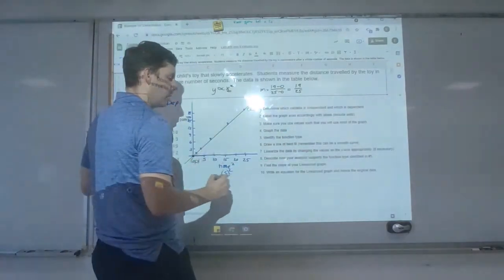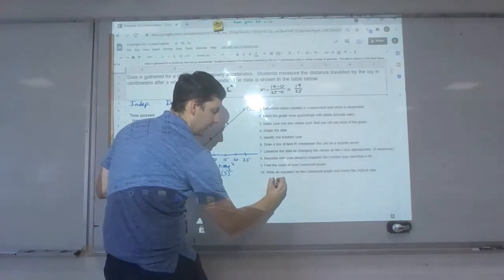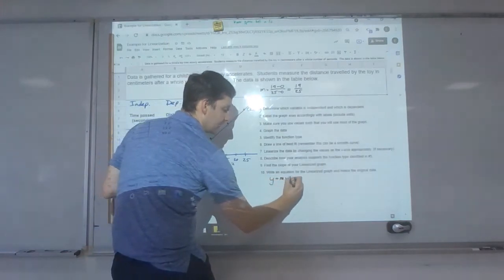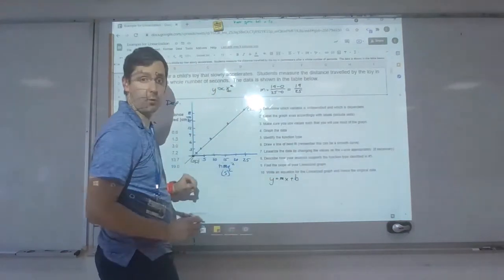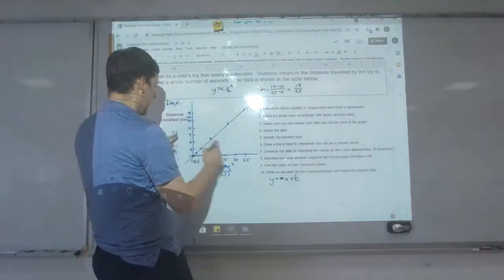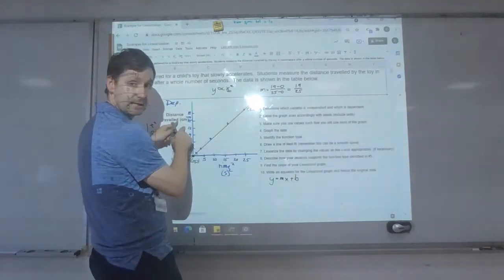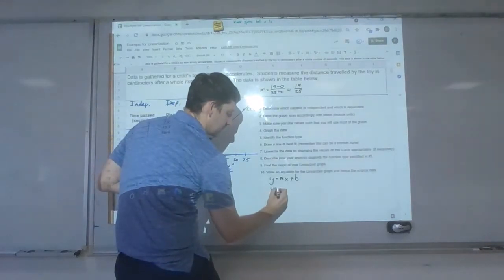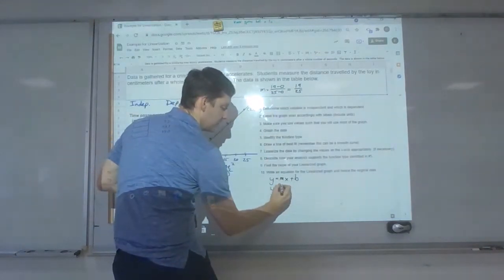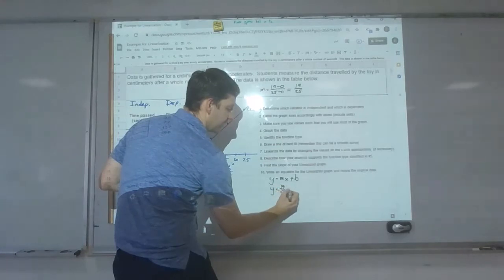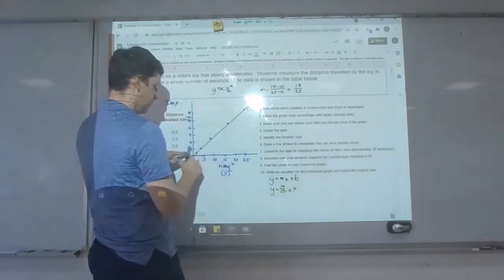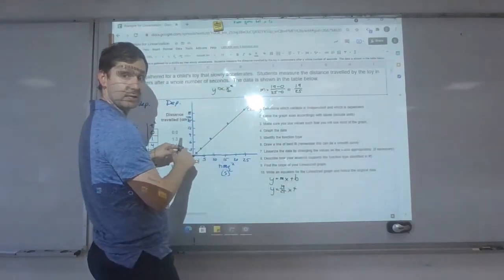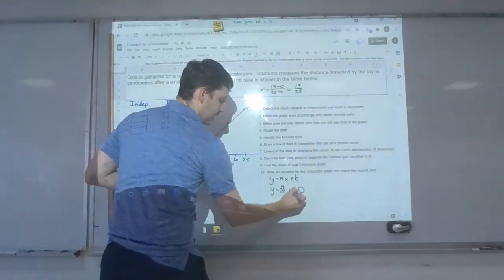So I'm going to write an equation in y equals mx plus b form. Okay? The y is going to be my distance here. Okay? So it's going to be distance equals the slope, which is 19 over 25, x plus b, which my y-intercept here is 0. So plus 0.